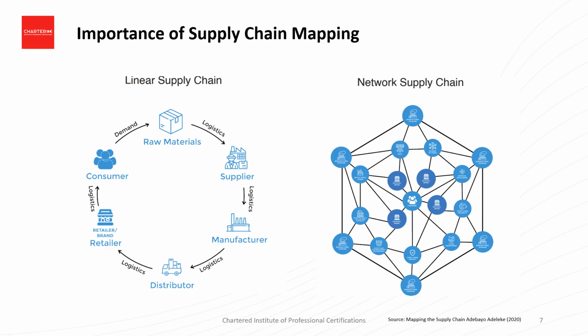In essence, supply chain mapping is a powerful tool for supply chain optimization. It provides organizations with the insights needed to drive continuous improvement, enhance competitiveness, and achieve strategic business objectives.